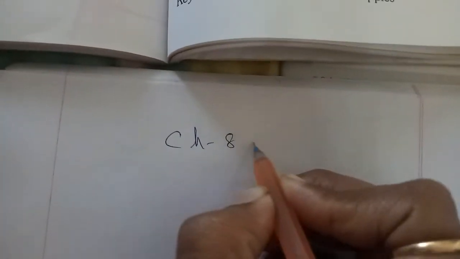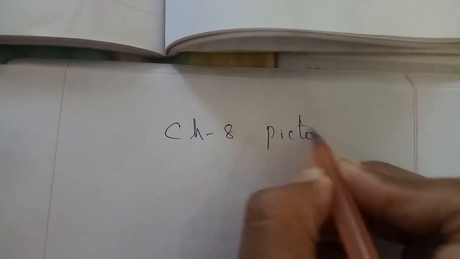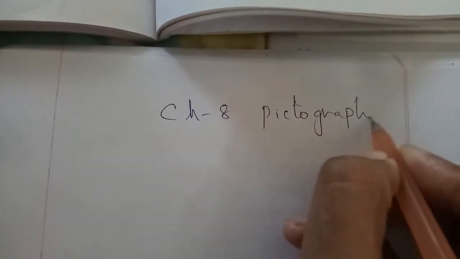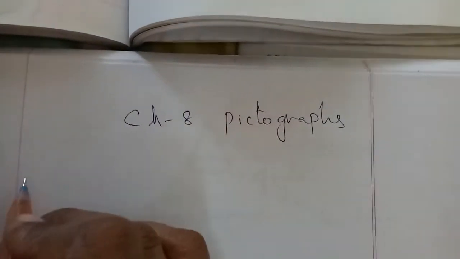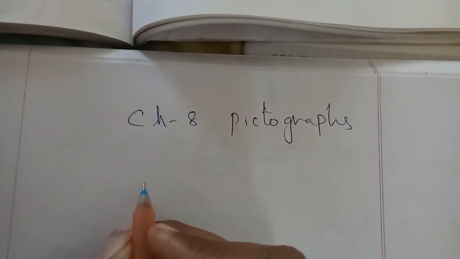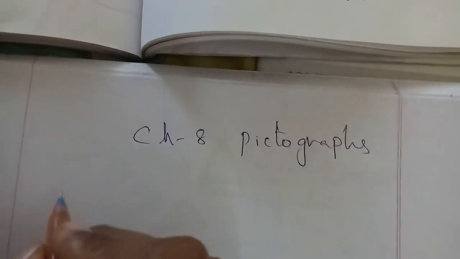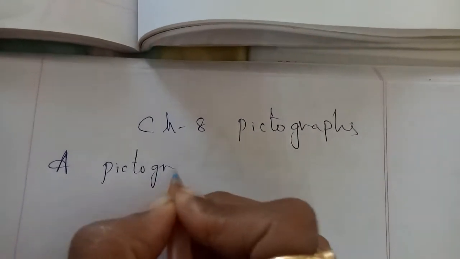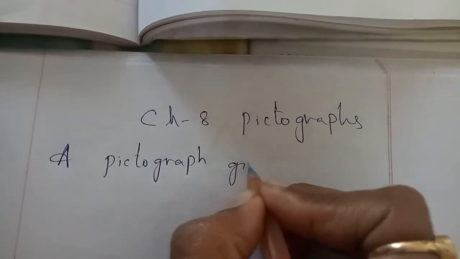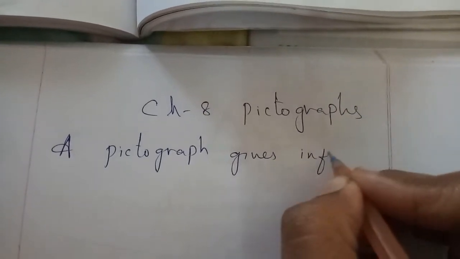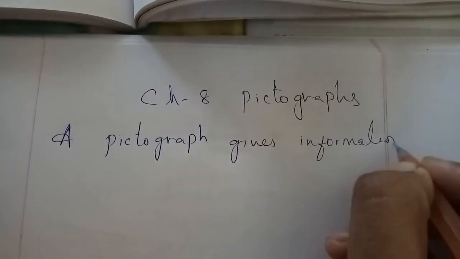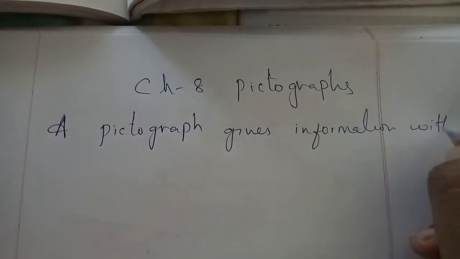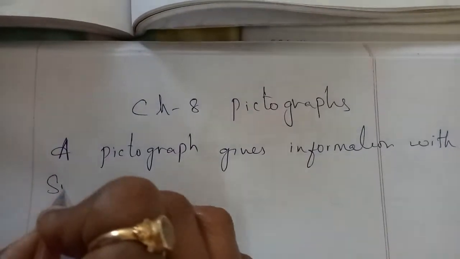Children, today we are going to learn chapter number 8, pictographs. A pictograph gives information with pictures or symbols. What is a pictograph? A pictograph gives information with pictures or symbols.